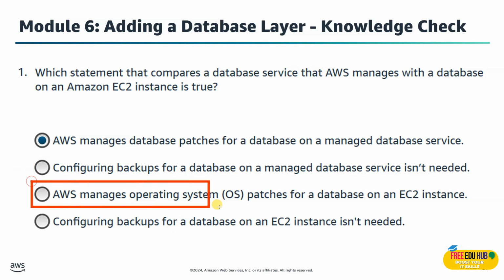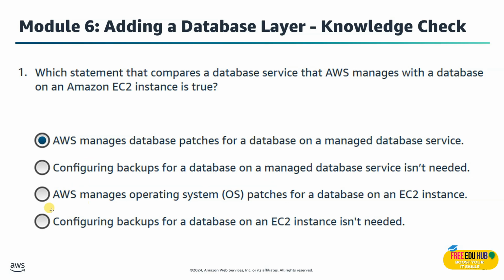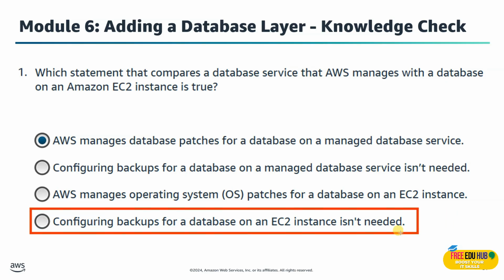Then if we look at the second option over here, which says that AWS manages operating system patches for the database on an EC2 instance, it's incorrect because on EC2, you own the instance, and that includes OS patching, database install, and maintenance. Now, the third wrong option is that configuring backups for the database on an EC2 instance isn't needed. This is absolutely needed. If you are using it, you must design and run it yourself on EC2.